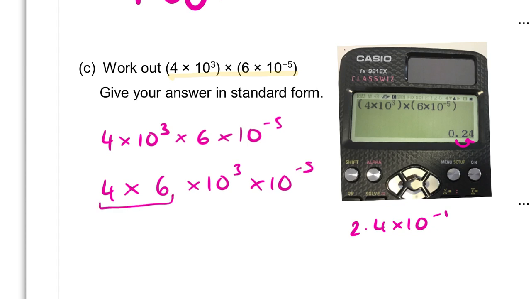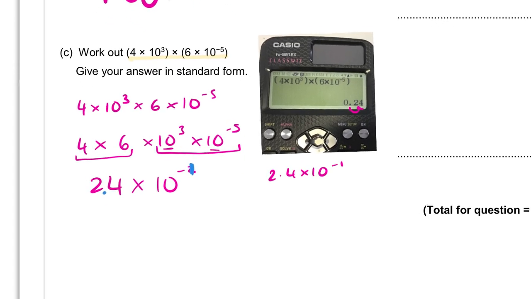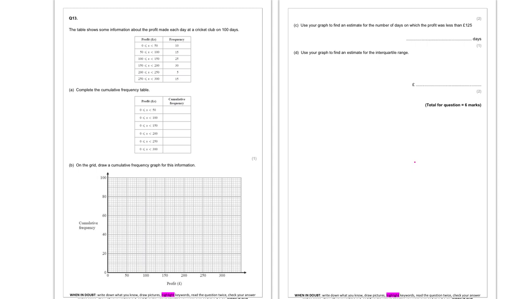24. I don't know why I just put 25, sorry. 24 times, and then remember, if the bases are the same, we can add the powers. This becomes 10 to the minus 3. But this is not in standard form, and remember, in standard form it needs to be a number between 1 and 9. So if I am dividing it by 10, I need to now change this to minus 2. Those of you looking to get those higher grades, make sure you understand how to do this. Okay, question 13.